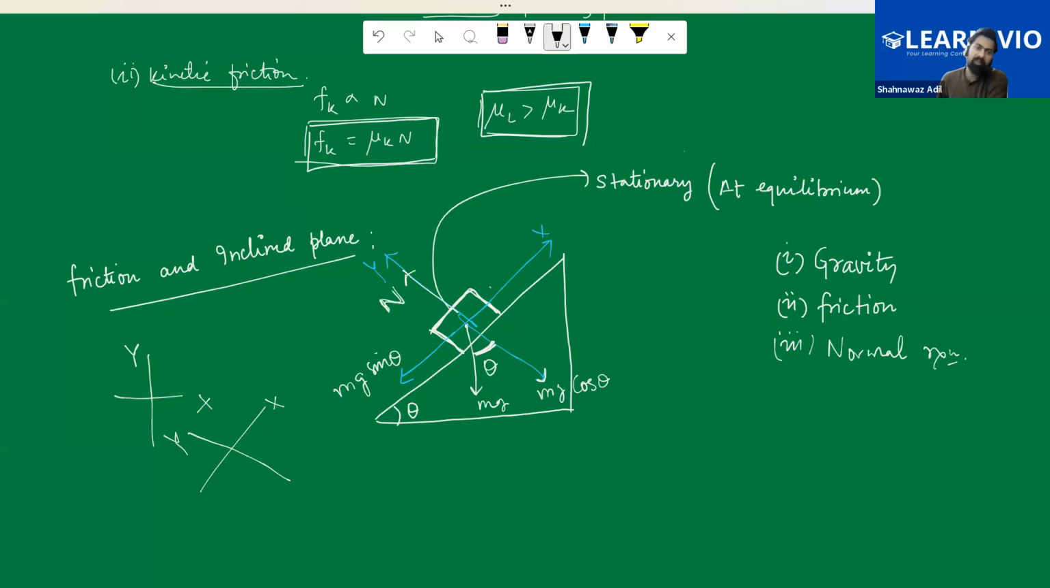and because this block will try to slide down, but it is stationary, which means that some force is working against the motion. So that force against the motion would be this thing. This is your friction, right? And because the block is stationary, this would be static friction. So you have forces, this one, this one, and this one. These are the three forces.